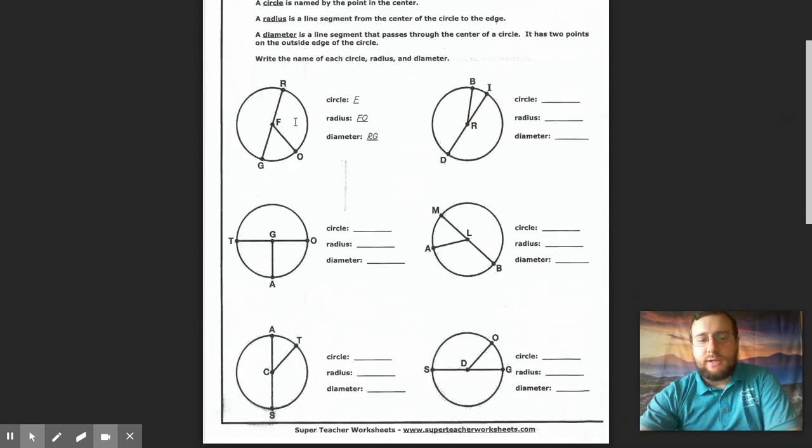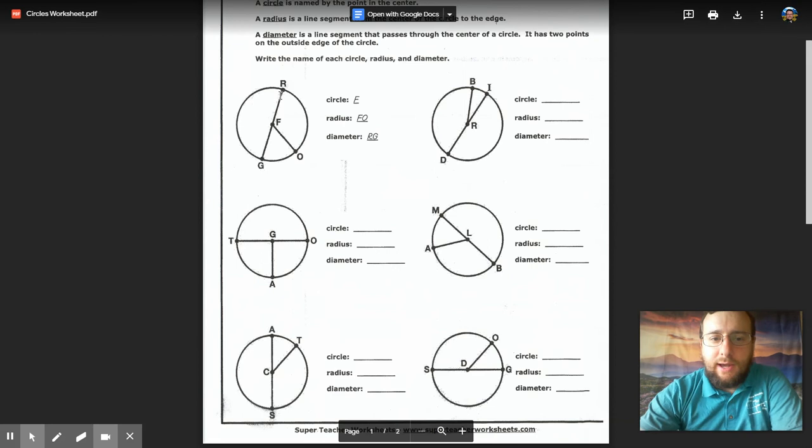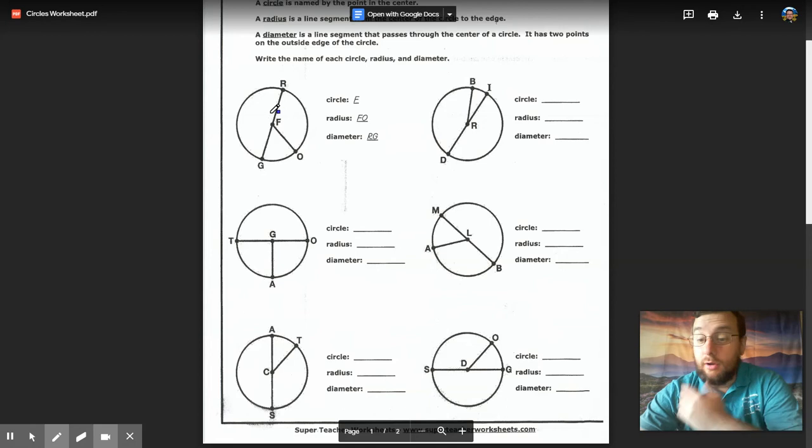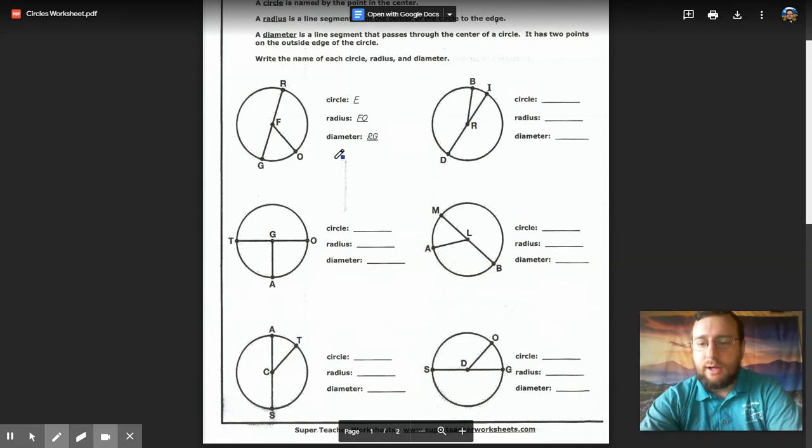The first ones, you just have to figure out what are some valid radius or radii and diameters for each of these pictures. So like you see in the first one, they call FO the radius. They could have also done FR or FG. And the diameter, of course, is RG because it's going across the entire circle. So pause the video and try to do the same thing for the others. Identify at least one radius, and/or all the radii that are possible, and then the diameters. Then pause the video and I'll review the answers in a second.